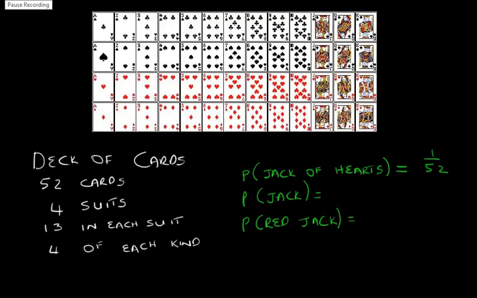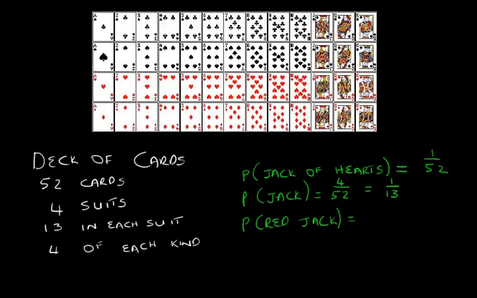What if I were to ask you what the probability of drawing a jack would be? Firstly, before I answer that question, how many jacks are there? There are 4 jacks. Jack of clubs, jack of spades, jack of hearts, and jack of diamonds. So the probability of drawing a jack would be 4 over 52. Now we need to simplify that 4 over 52 into 1 over 13.